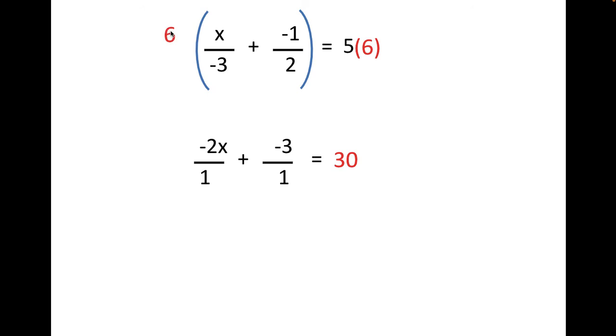So this 6 canceled with this negative 3. I divided them both by a negative 3, leaving a negative 2 right here. So this became a negative 2x. I multiplied the 6 by this 2, and I got a 3, and I multiplied the 3 by a negative 1, giving me negative 3. And then don't forget the 5 times the 6 also.